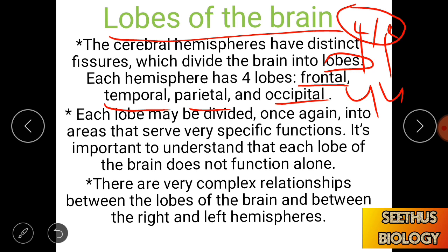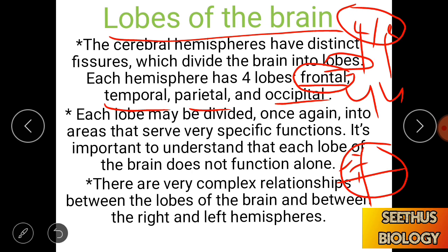Each lobe is going to be divided once again into specific areas for varying specific functions. For example, this is the left hemisphere. It has the 4 lobes. Again, these 4 lobes have different areas which provide different activities, or specify different functions in our body.